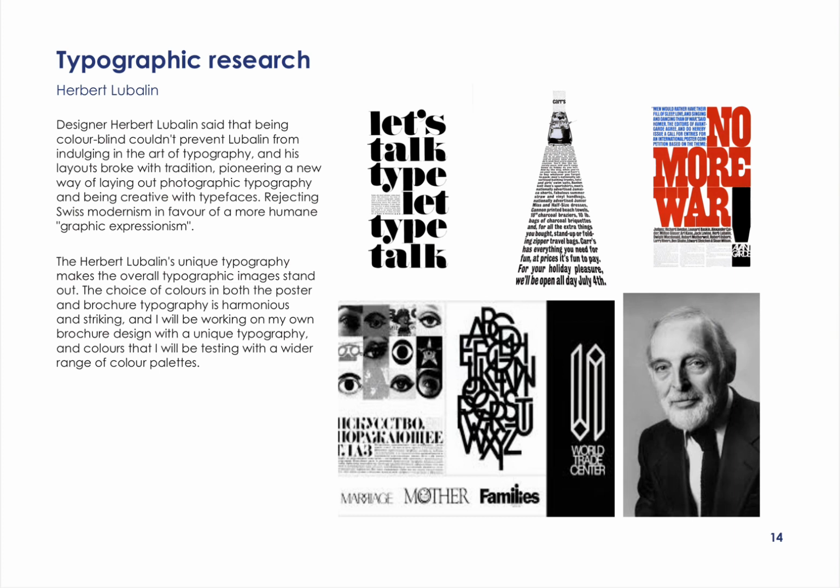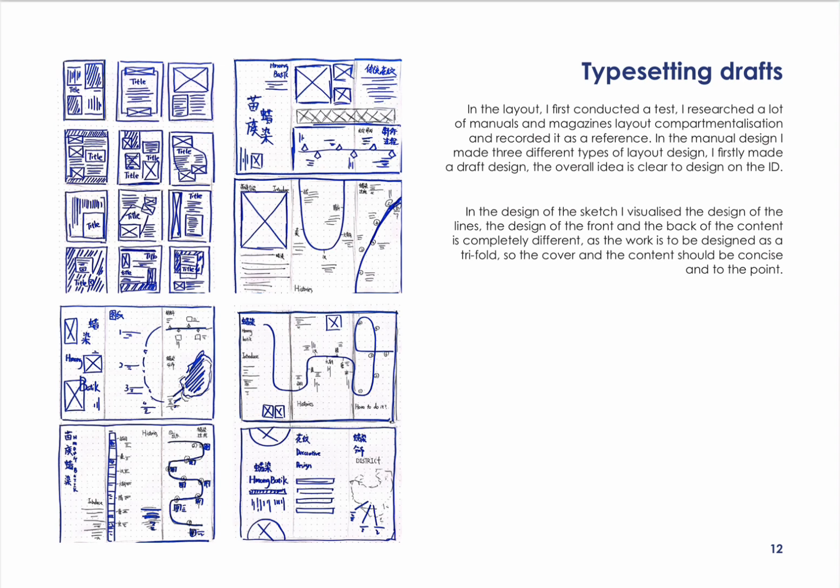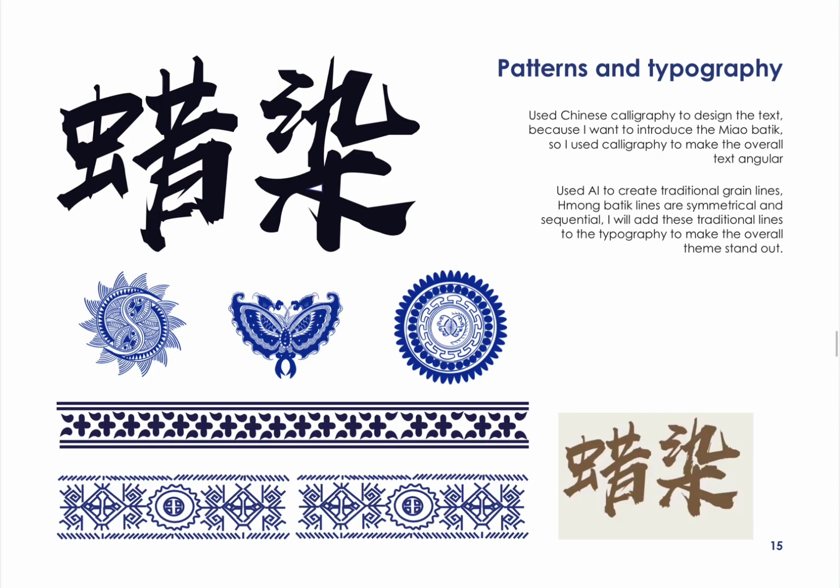Urban Lubelin's unit typesetting makes the whole typesetting image stand out, and the layout breaks the traditional and opens up a new typesetting, which gave me a lot of inspiration. Then I did some typesetting tests and tried to use different typesetting and presentation methods. I used the Adobe Illustrator Pen tool to make some traditional batik patterns and add them to the manual.